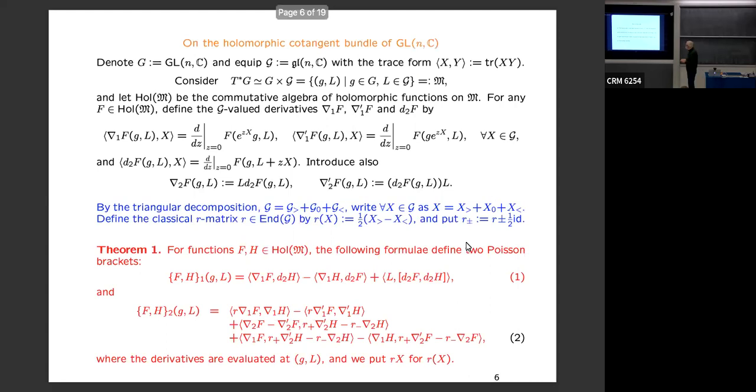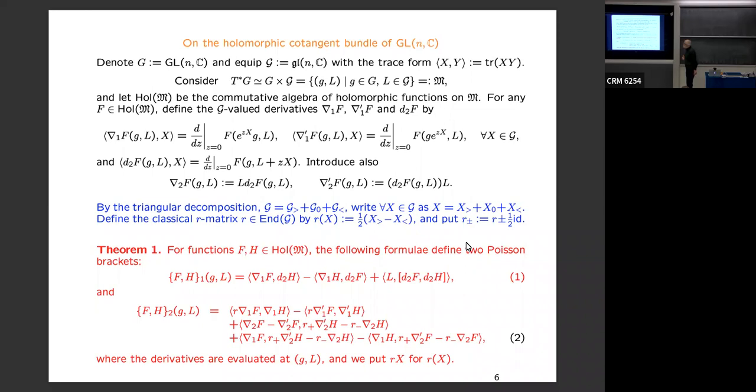So here I just described the holomorphic cotangent bundle of GL(N,C). So we have the trace pairing on the Lie algebra gl(N,C), and then we trivialize the cotangent bundle by right translations, and then it becomes a manifold, the Cartesian product of the group with the Lie algebra. The Lie algebra is identified with the dual space through the trace pairing, and then we consider holomorphic functions on this space, which I call M, this phase space, of course, to be short, holomorphic functions on this phase space.